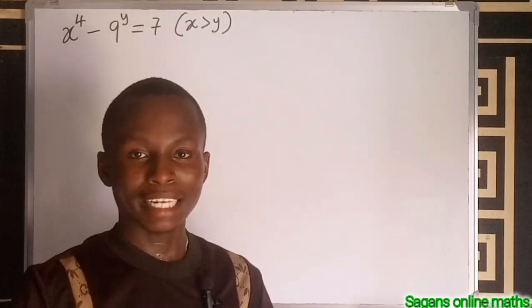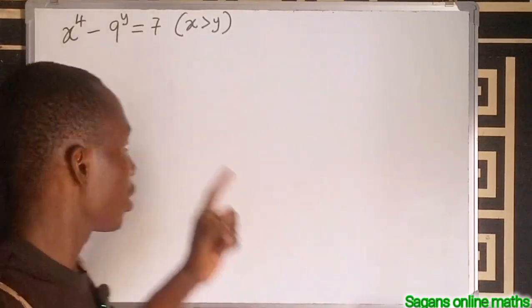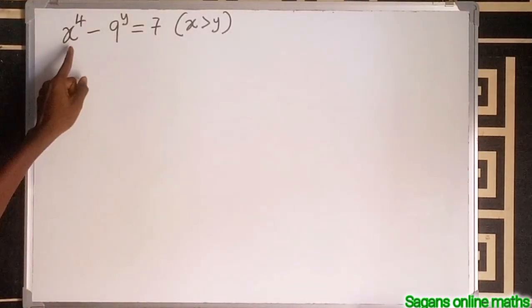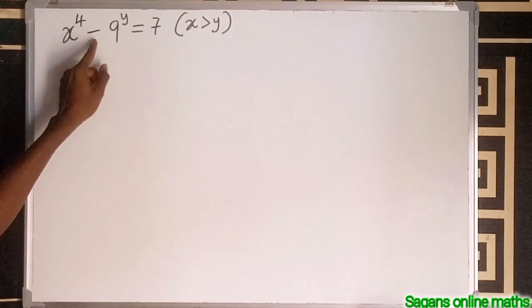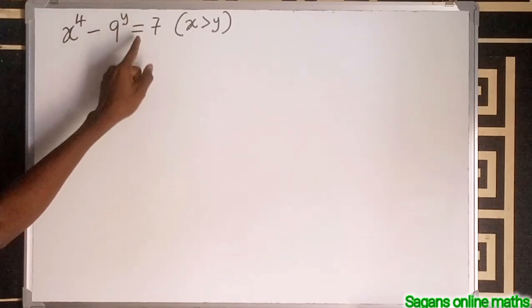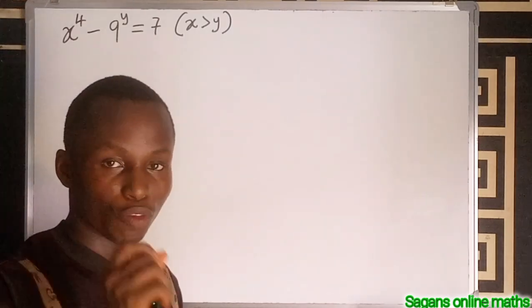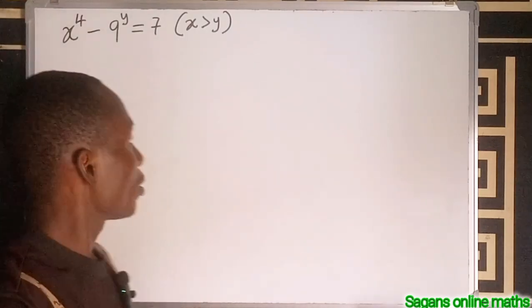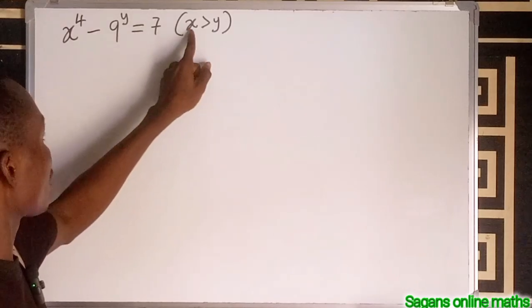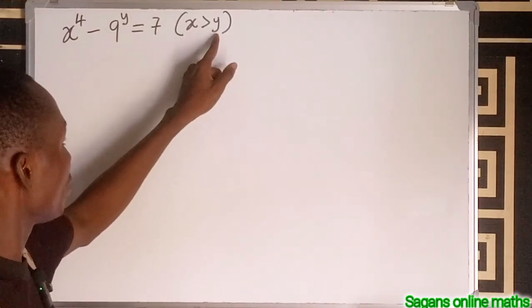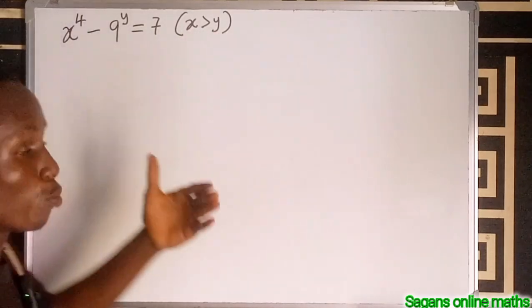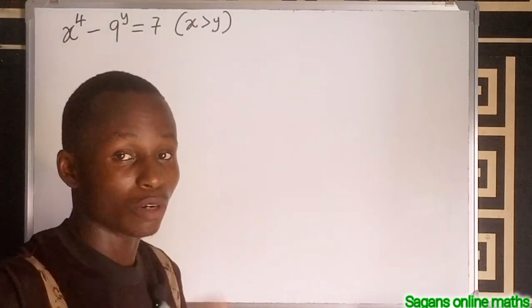Can you solve this math Olympiad question on the board? Now look at what you are given. You're given that x to the power of 4 minus 9 to the power of y equals 7, and we are expected to find the value of x and y. The question said that x is greater than y. That means whatever values x and y take, x must be greater than y.